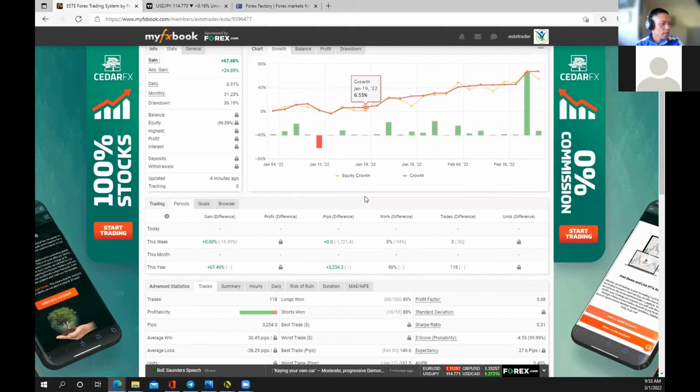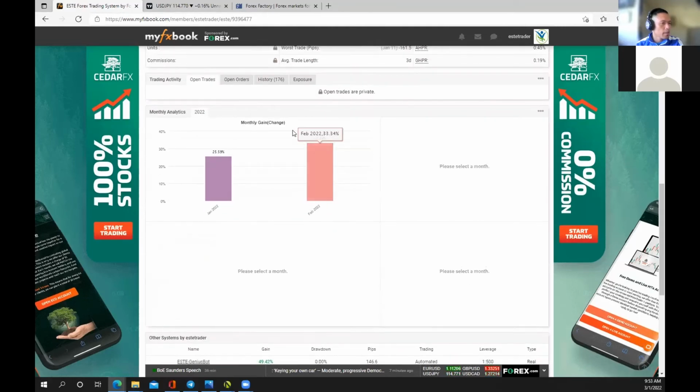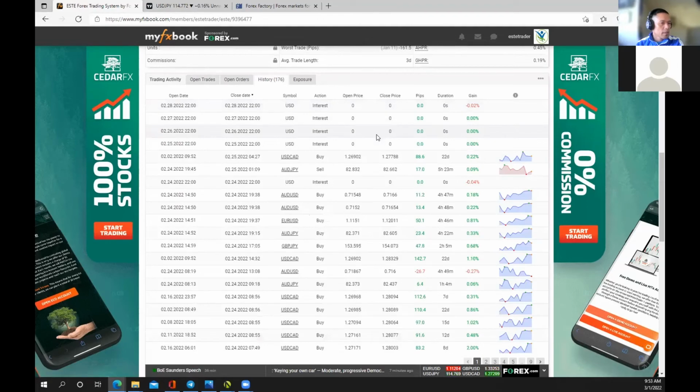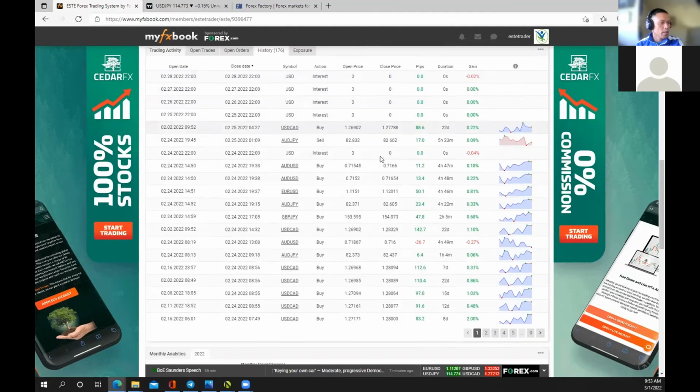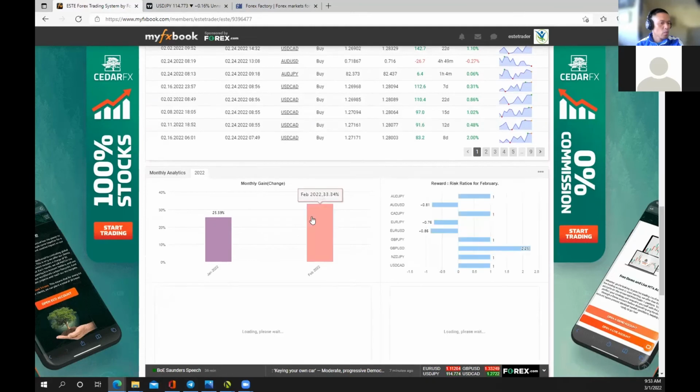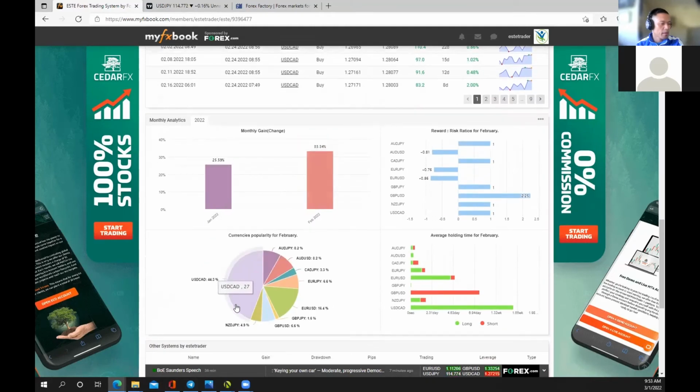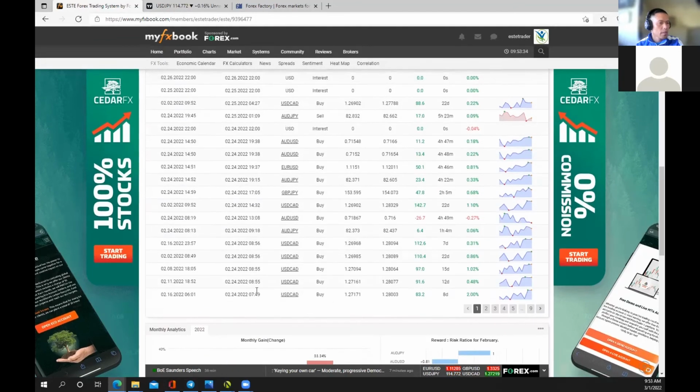Currently, last month gained 33.34%, better than January. Go through the history through here. Dollar CAD was the major one in terms of the piece of the pie, in terms of what I traded, and it was actually really nice.